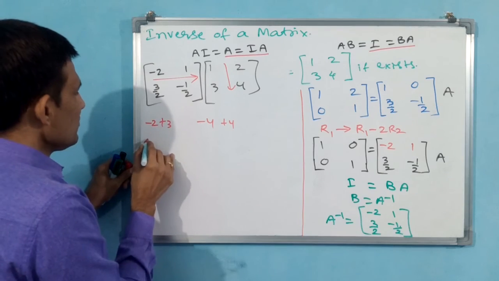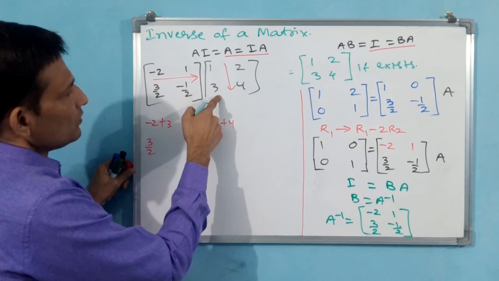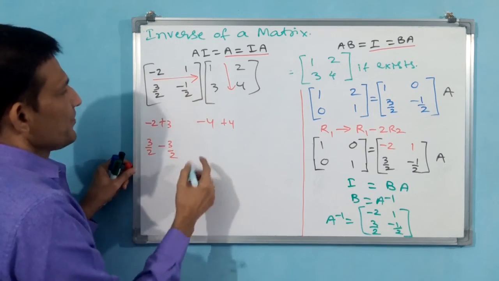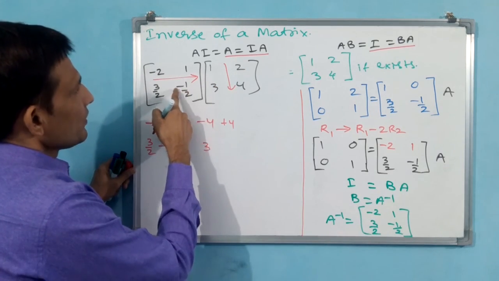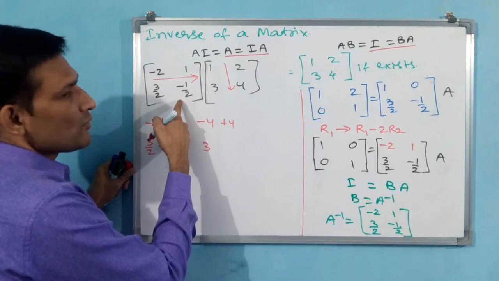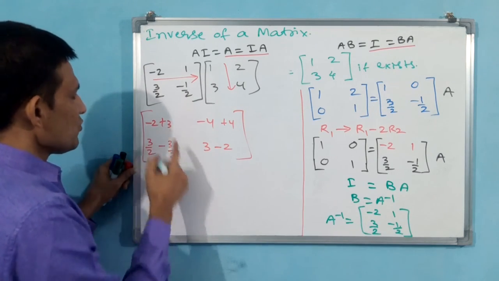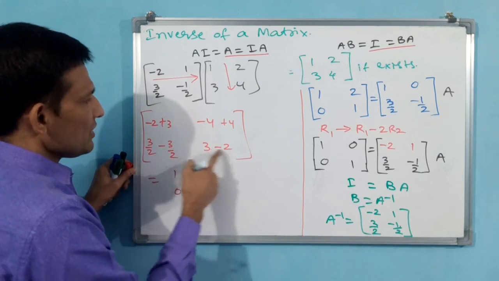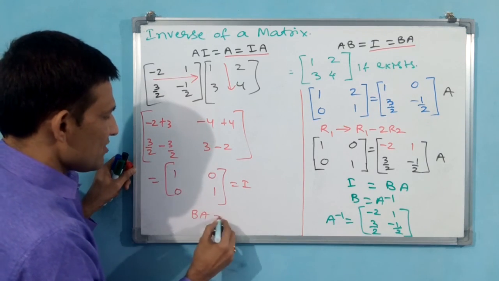Now, 3 by 2, 3 by 2, minus 3 by 2. Then 3 by 2 into 2, 3. Minus 2. Why? Because minus 1 by 2 into 4, 4 by 2, 2 minus. Now you see, minus 2 plus 3 is 1. Minus 4 plus 4 is 0. 3 by 2 minus 3 by 2 is 0. 3 minus 2 is 1.